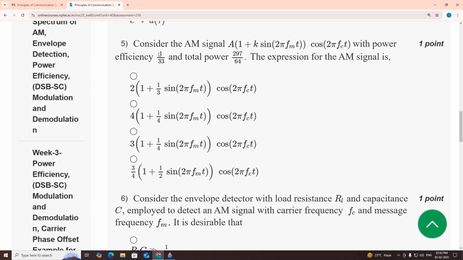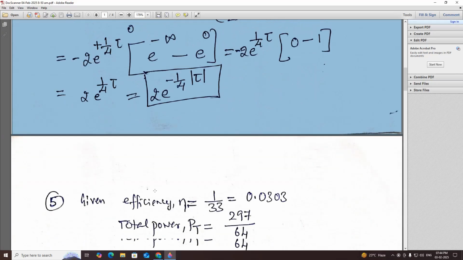Fifth one: consider the AM signal A into bracket 1 plus k sin 2 pi fmt cos 2 pi fct, with the power efficiency 1 by 33, and the total power is 297 by 64. We have to find the AM expression for the given values of total power and the efficiency. We will see the solution now.